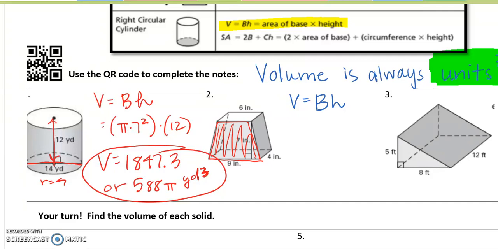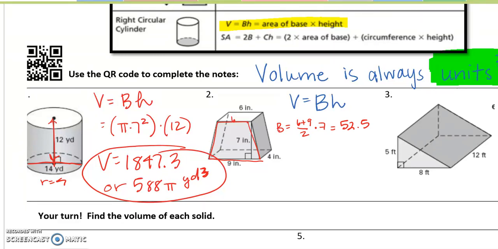Okay, and so for those trapezoids, to find the area of the trapezoid, we need to do base 1 plus base 2, so 6 plus 9, over 2, times the height of 7 of that trapezoid. So I get an area of the trapezoid of 52.5.